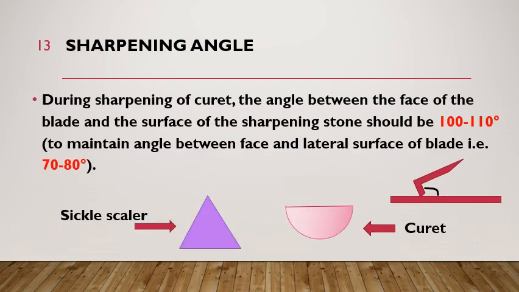Coming to sharpening angle. During sharpening of the curette, the angle between the face of the blade and surface of the sharpening stone should be 100 to 110 degree, to maintain the angle between face and lateral surface of the blade, that is around 70 to 80 degree, because the cross section of a curette is semicircular and the cross section of a sickle scaler is triangular. This is the angle between face of the blade and lateral surface, around 60 to 70 degree. So accordingly we can adjust the sharpening angle.